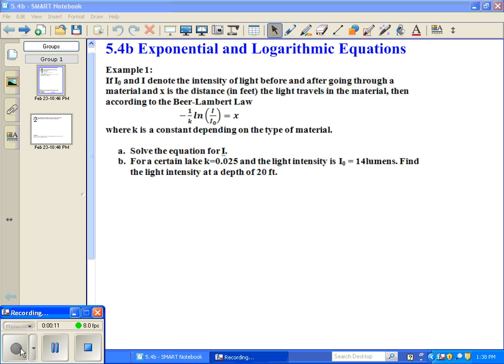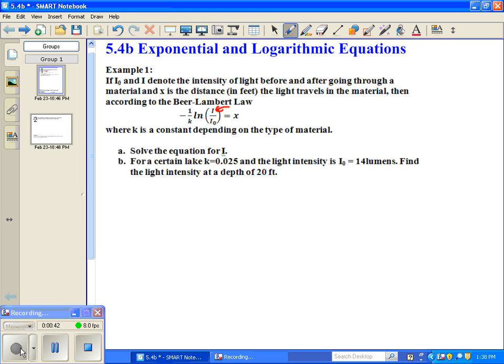So the first one says, if I sub 0 and I denote the intensity of light before and after going through a material, and x is the distance in feet the light travels in the material, then according to the Beer-Lambert law, negative 1 over k natural log of I over I sub 0 equals x, where k is a constant depending on the type of material. So the first part of this problem wants you to solve for I. Now, I is right there inside the log function, so we're going to have to get it out of there.